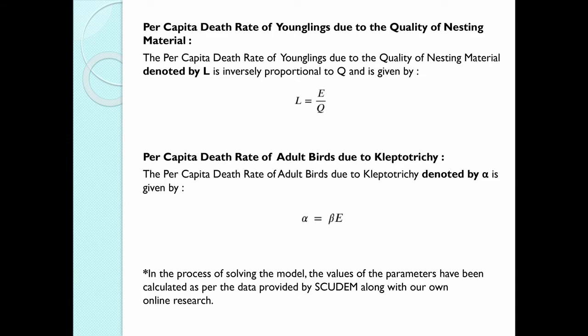The per capita death rate of younglings due to the quality of nesting material. It is denoted by L and is inversely proportional to the quality coefficient Q and is given by L is equal to E by Q.